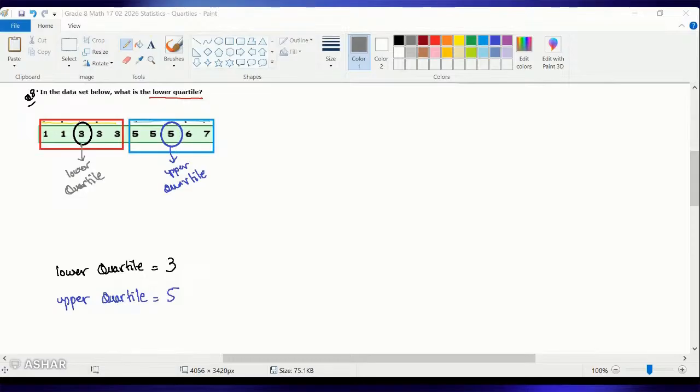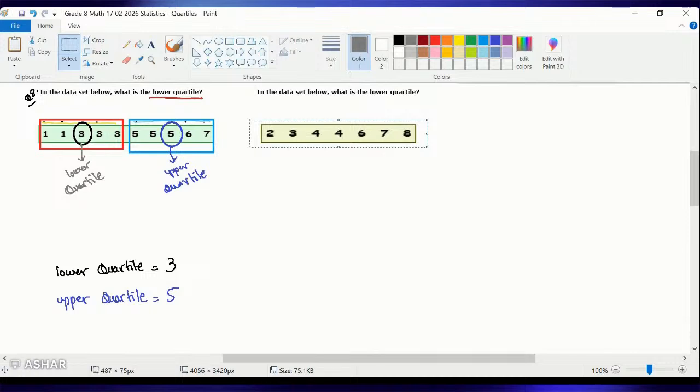For question number 9, they have given us this set of values. How many values are there? 1, 2, 3, 4, 5, 6, and 7. Let's try to find the lower quartile, the median, and the upper quartile. All 3 values, right? For this given information for question number 9.